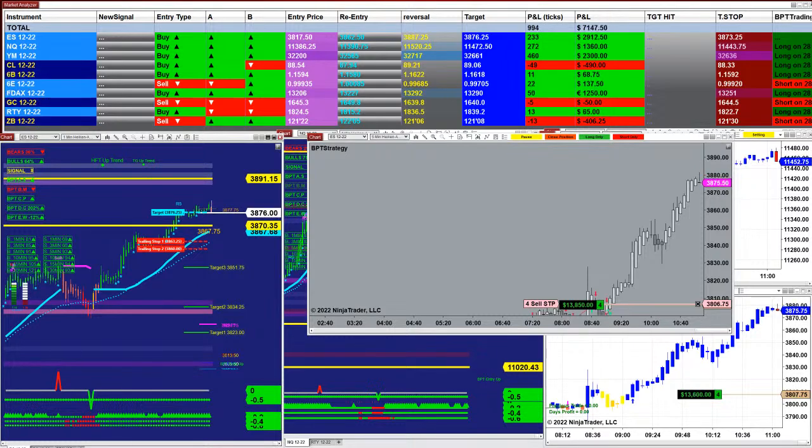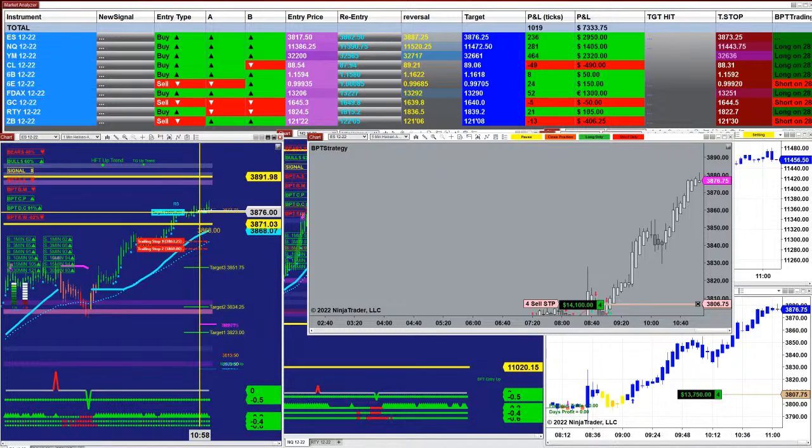Trading is not an ATM machine. As we see, as we speak right now, the ES has not moved. We know it's not going to move. We know we're not going to take long.